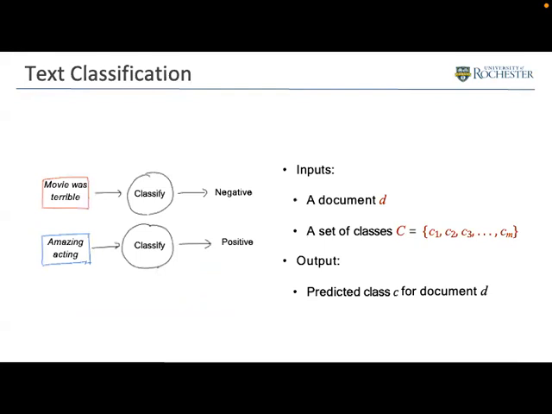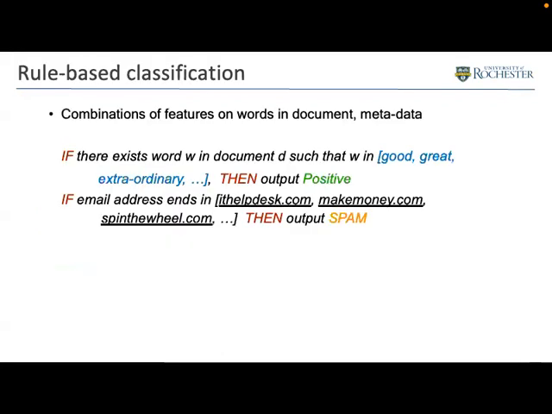So if we want to do text classification, our input is a document. There is also a set of classes for us to choose from. The classes can be positive and negative for binary classification, and the output will be our prediction of the class for the current document.